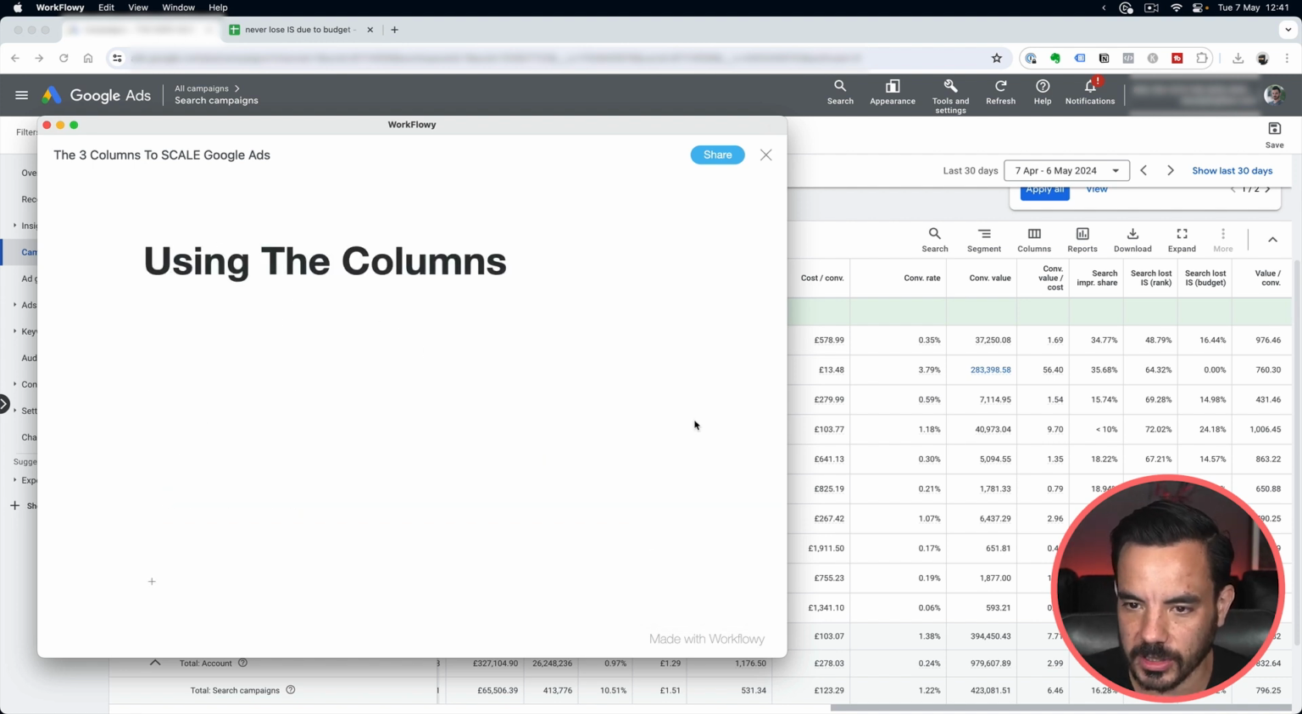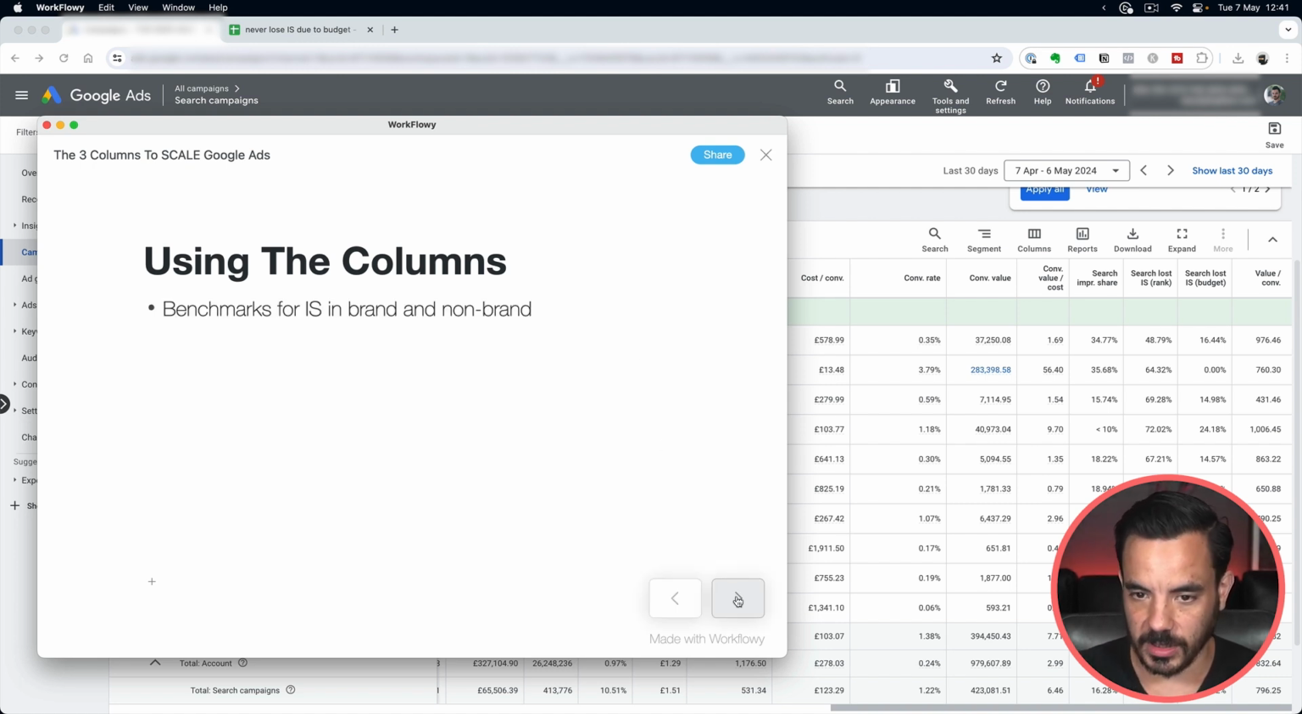Okay, let's actually use the columns. Now that we've got the columns up on our screen, how do we use them, and how does that help us scale? Well, first of all, let me tell you some benchmarks I have for brand versus non-brand. The two types of campaign are very different, and you want different benchmarks for your impression share for the two types. For non-brand, I typically look for 30 to 40% impression share. I think at about that level is acceptable, and above that level is great. Sometimes we can get 50, 60, even 70% impression share in non-brand, and that is fantastic. Whereas for brand, you really want above 90% impression share. In fact, for brands, I usually want 100% impression share.